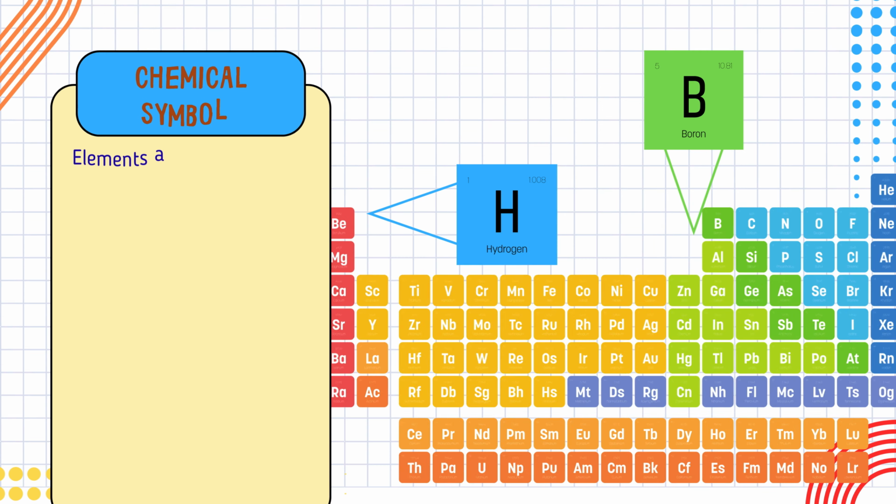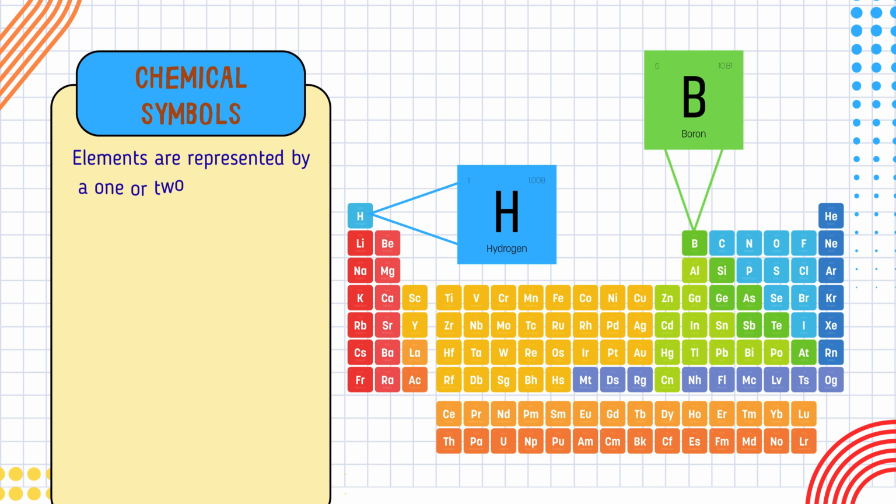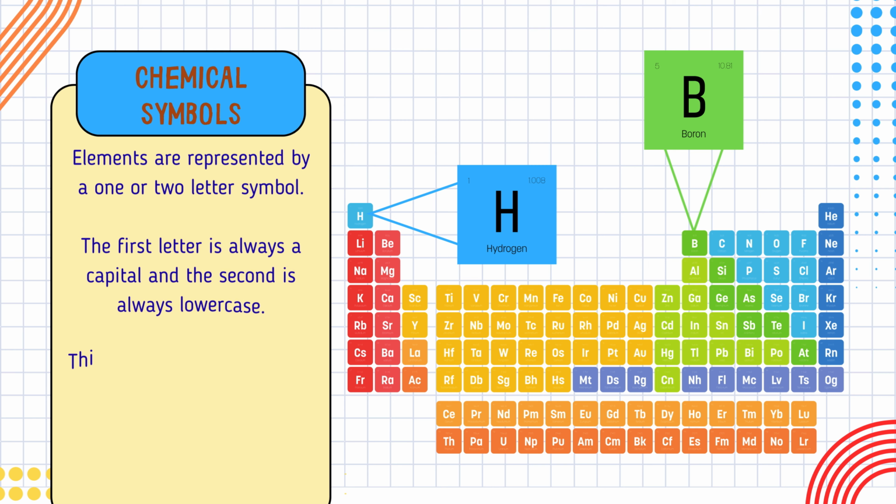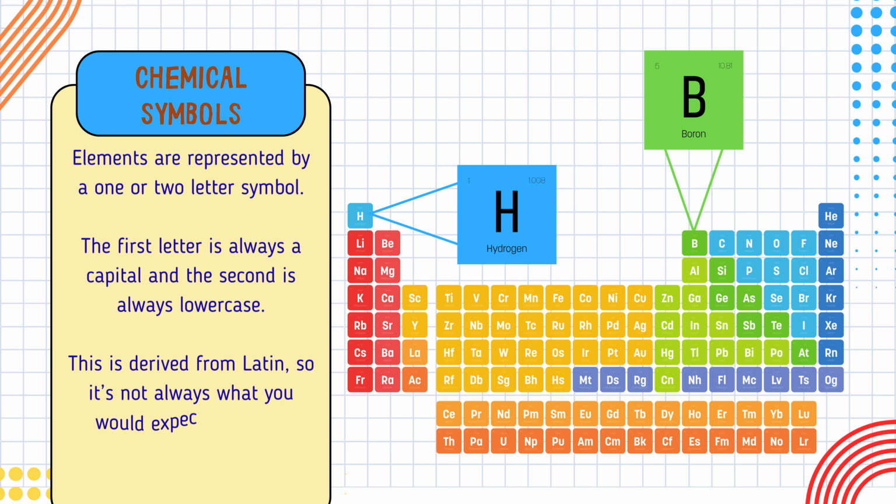Each element is represented by a 1 or 2 letter symbol. The first letter is always written in capital, and if there's a second letter, it is always in lowercase. But here's something interesting. These symbols often come from Latin names. That means they're not always what you might expect. For example, the symbol for copper is Cu, which comes from its Latin name cuprum.